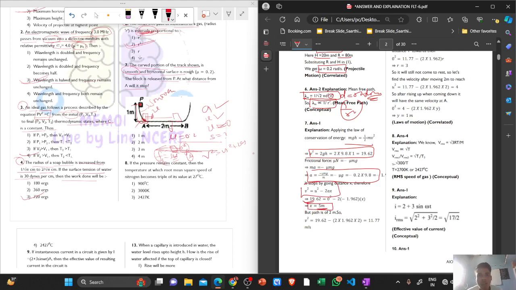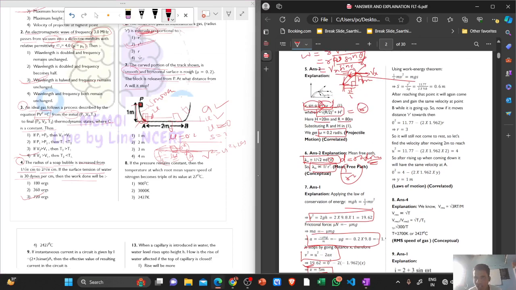But the path is only 2 meters long. So after 2 meters, it will also gradually reach to this height or some height here. So you need to calculate how much extra distance is covered. It simply covers the extra distance due to the energy conservation, that is 0.6 meters.